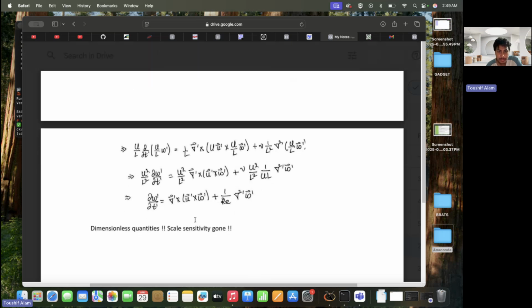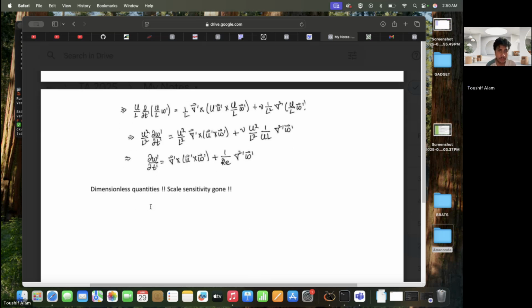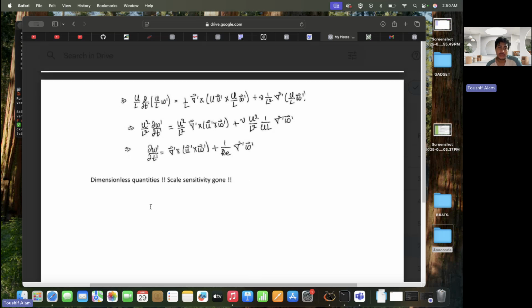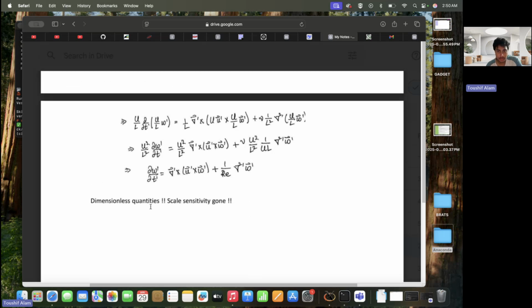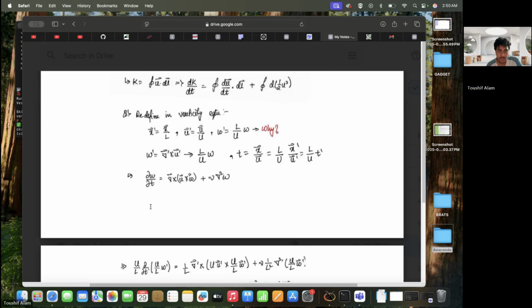Del omega prime del T prime is curl of E cross omega, E prime cross omega prime, plus R by RE del square prime omega prime. This is RE, not RE prime, remember, because this is 1 by UL. UL, UU cancel out. So 1 by L cube. So with dimensionless quantities, the scale sensitivity is gone.